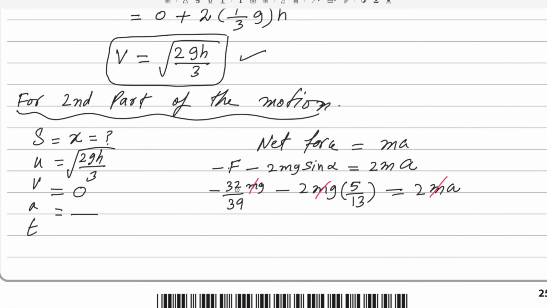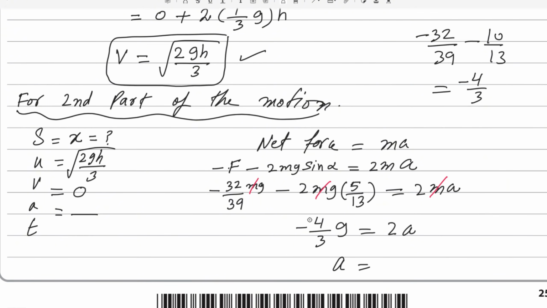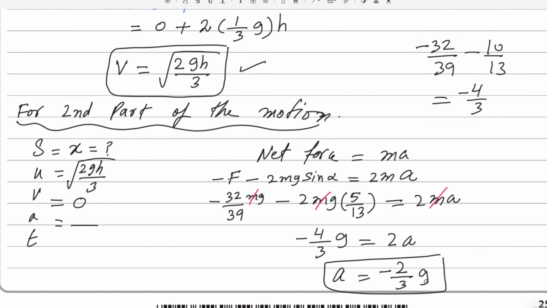So it is minus 32 over 39 for the first part, and here it is minus 10 over 13. If you solve them together using a calculator, or even mentally, it will be minus 4 over 3. So the left hand side is minus 4 over 3 g. There is g as well, so don't forget this one. It will be 2a here. So the deceleration, with 2 cancelled from both sides, will be minus 2 over 3 g. So this is the deceleration for this part of the motion.